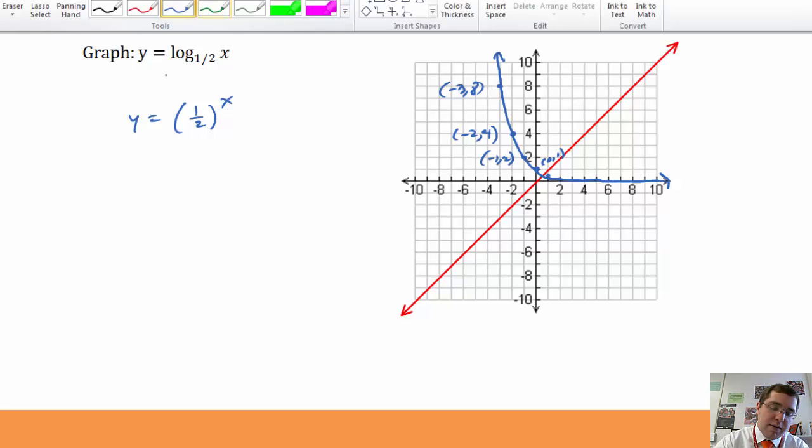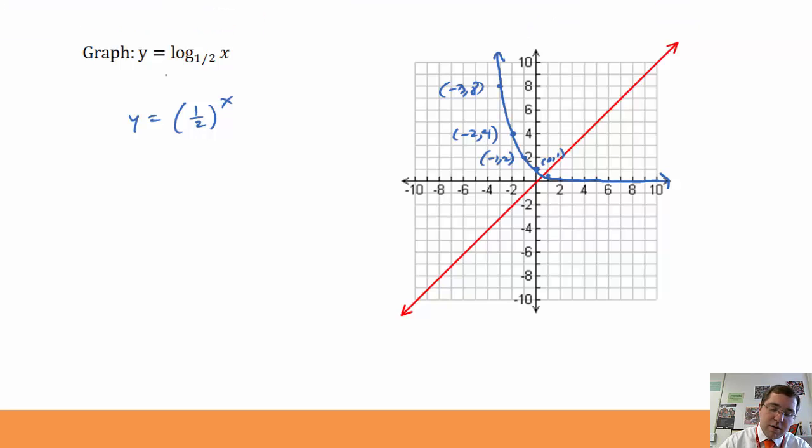So now I can graph the inverse, the log function, which is what I really want to graph. y equals the log base 1/2 of x is going to be the inverse of y equals (1/2) to the x power. So I'll take the point (0, 1), that becomes the point (1, 0). The point (-1, 2) becomes the point (2, -1). The point (-2, 4) becomes the point (4, -2). The point (-3, 8) becomes the point (8, -3).